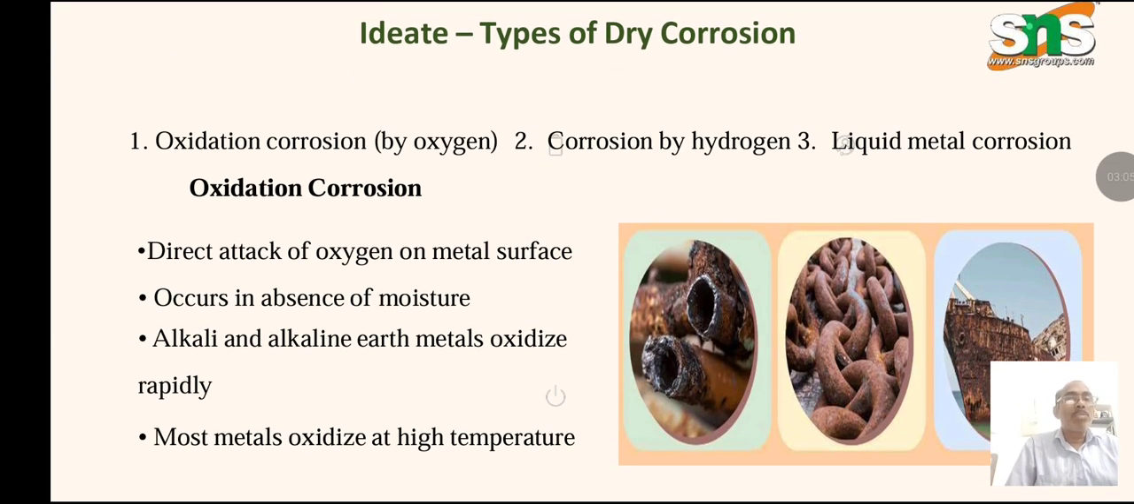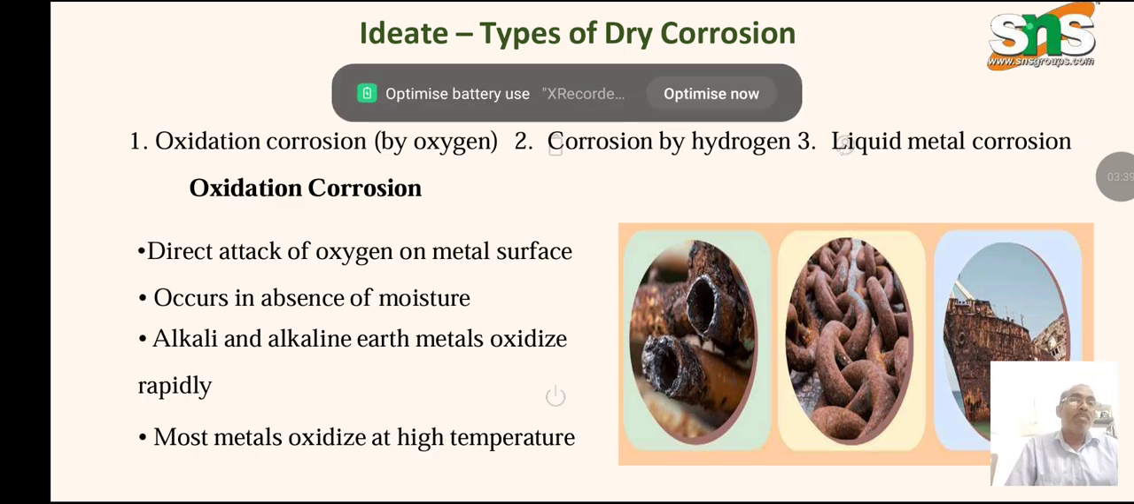The types of dry corrosion are oxidation corrosion, which happens by oxygen, corrosion by hydrogen, and liquid metal corrosion. Oxidation corrosion is the direct attack of oxygen on the metal surface, and it occurs in the absence of moisture. Alkali and alkaline earth metals oxidize rapidly. Most metals oxidize at high temperature; irrespective of the metal, oxidation happens frequently at high temperature.